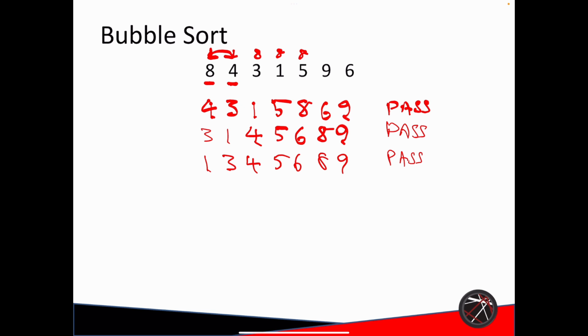The downside of bubble sort is that we need to confirm this. So we need to go through again and check, has there been any swaps? And then there have been no swaps, and therefore we've completed it.